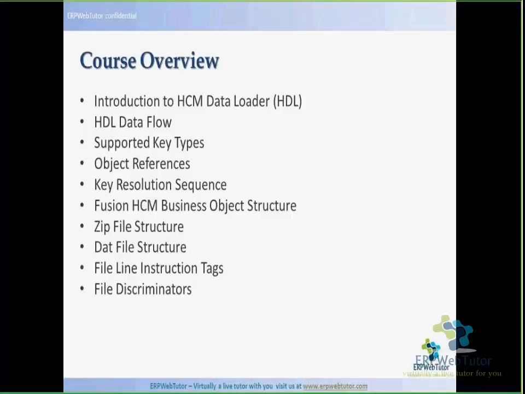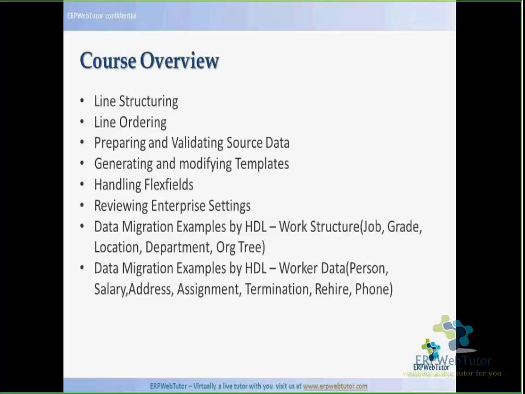There is a change in the file structure as well, the actual data file that you generate. This is just a simple flat file, and the data in this flat file is pipe delimited. So pipe is the delimiter that is used in HDL as well. For each and every line that you put in this file, you have a certain set of instructions, and then you have file discriminators that will identify what business object you're trying to upload.